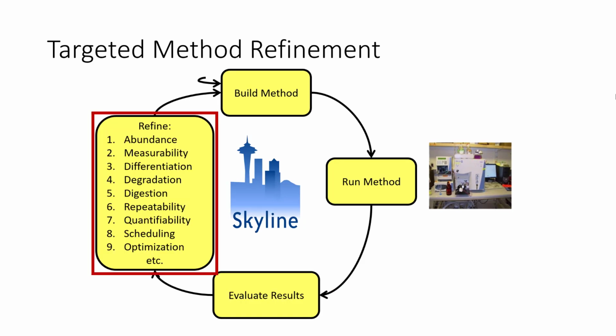So things that could happen in this refinement block, we could be looking for abundance, measurability, differentiation, degradation, digestion problems, like not all peptides digest the same, repeatability, quantifiability. That's what Mike was talking about, that Lindsay Pino in our lab is doing, figures of merit on every detectable peptide in yeast. And then we might use retention time knowledge to do scheduling, and we might be doing collision energy optimization and optimization of other parameters as we go into more targeted work.